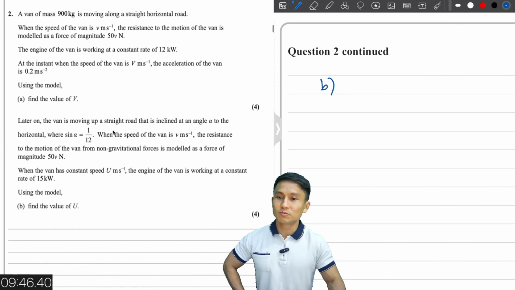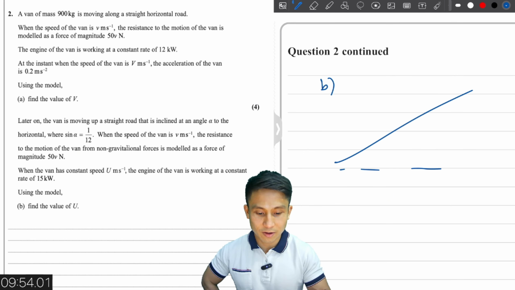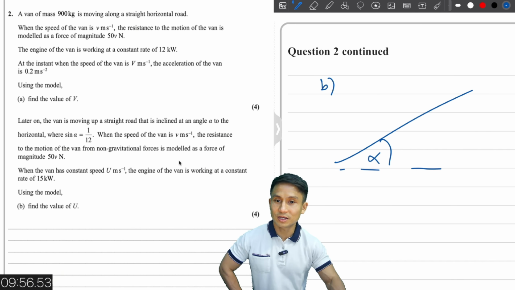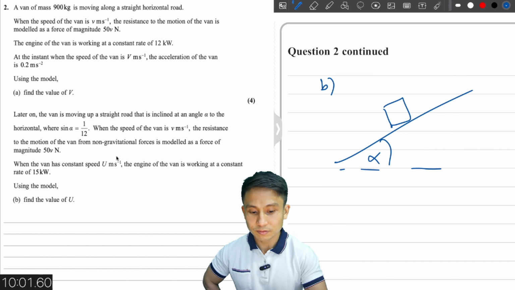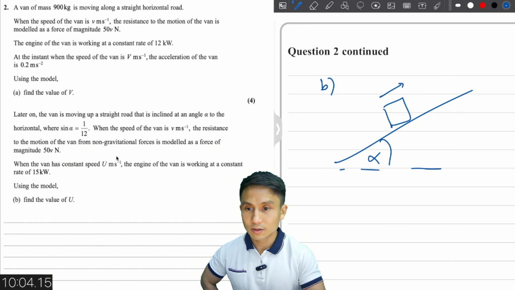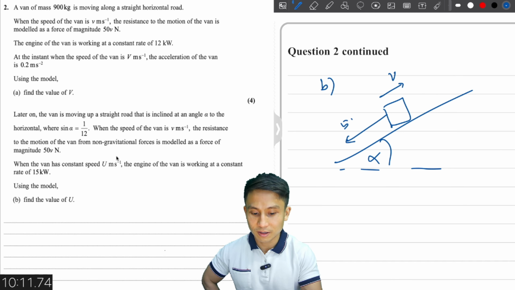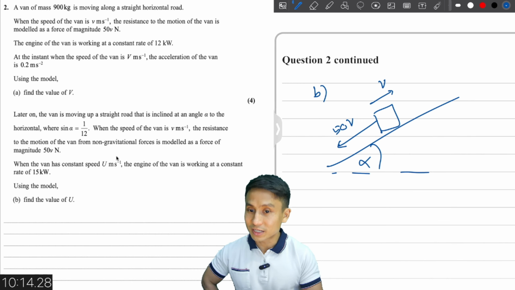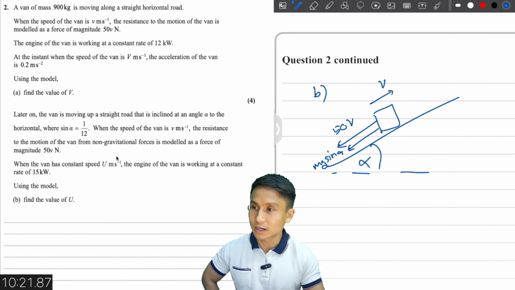Later on, the van is moving up a straight road that is inclined at an angle alpha to the horizontal, where sine alpha is that. When the speed of the van is v, the resistance to the motion of the van from non-gravitational forces is again 50v. Okay, non-gravitational force. So we still have a gravitational component, which is mg sine alpha.